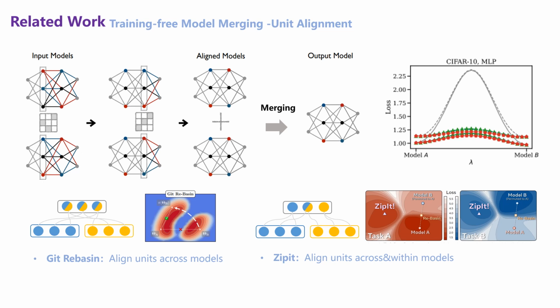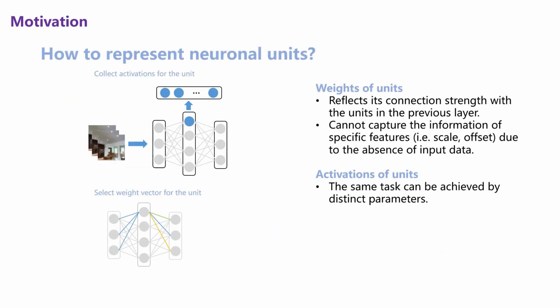From the perspective of loss landscapes, alignment projects different models into the same basin. On top of cross-model alignment, ZipIt incorporates alignment within the model itself, further enhancing merging effectiveness. Reviewing prior work, current unit matching methods either represent units using weights or activation values. On one hand, weights reflect the strength of connections between neurons, but they do not capture information about the input data, such as scale and bias.